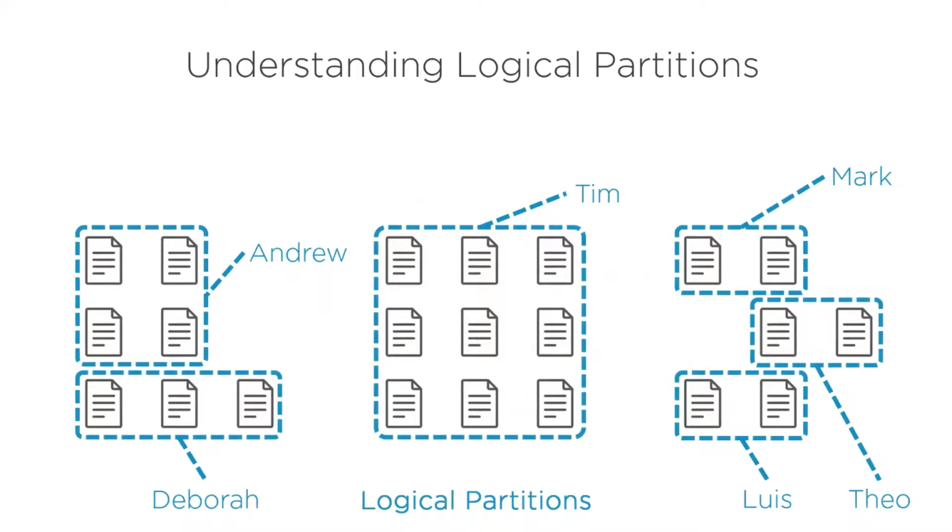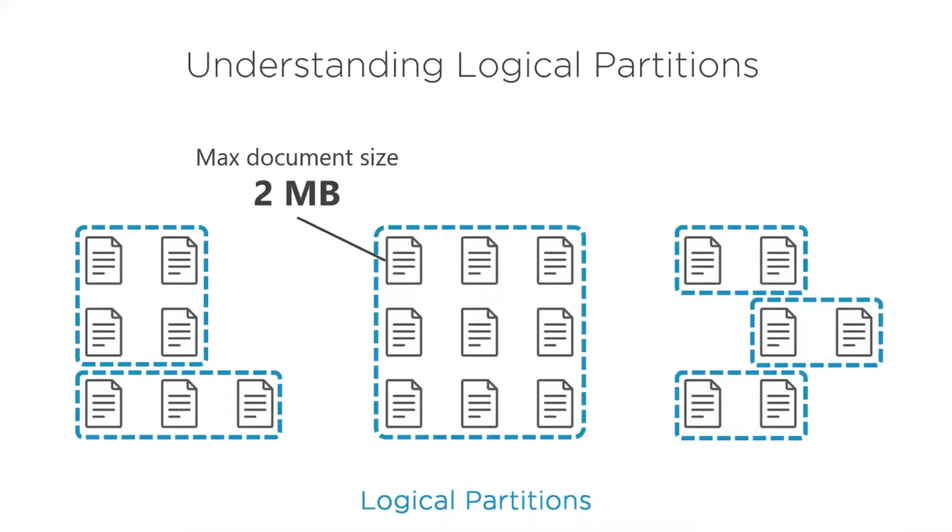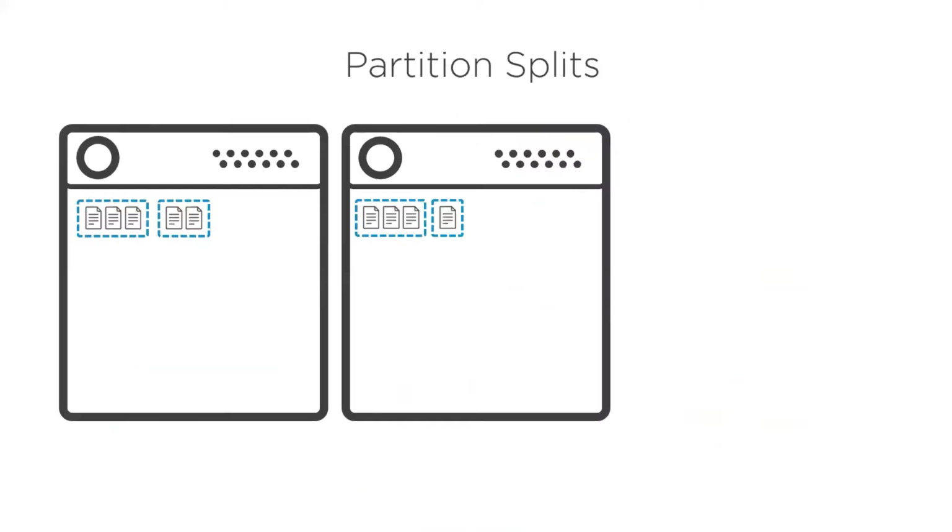So in each logical partition, you can have one document for the user, a bunch of documents for that user's posts, and a bunch more for that user's comments, maybe a bunch more for that user's likes. So they're all different types. The only thing they have in common is that one partition key that groups them together. Maximum document size is 2 megabytes. Maximum logical partition size is 20 gigabytes. You've got to keep these things in mind when you're modeling your data.